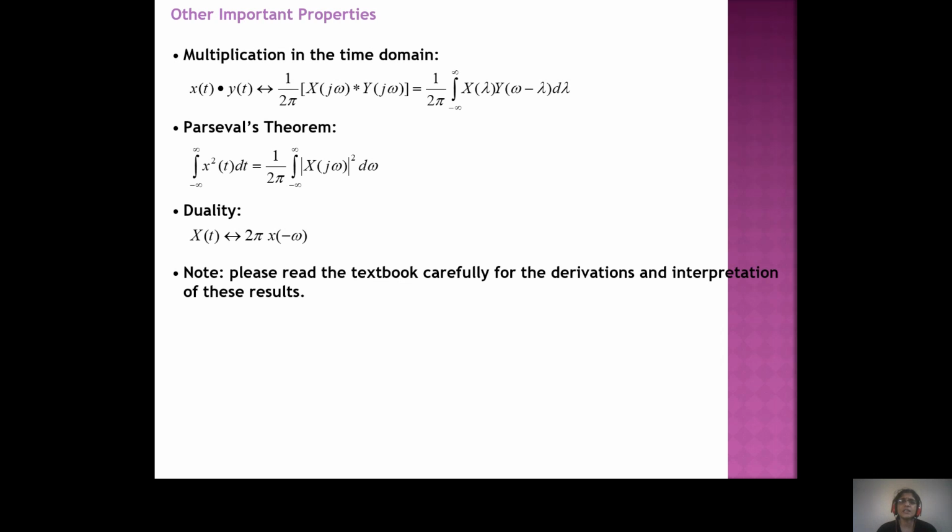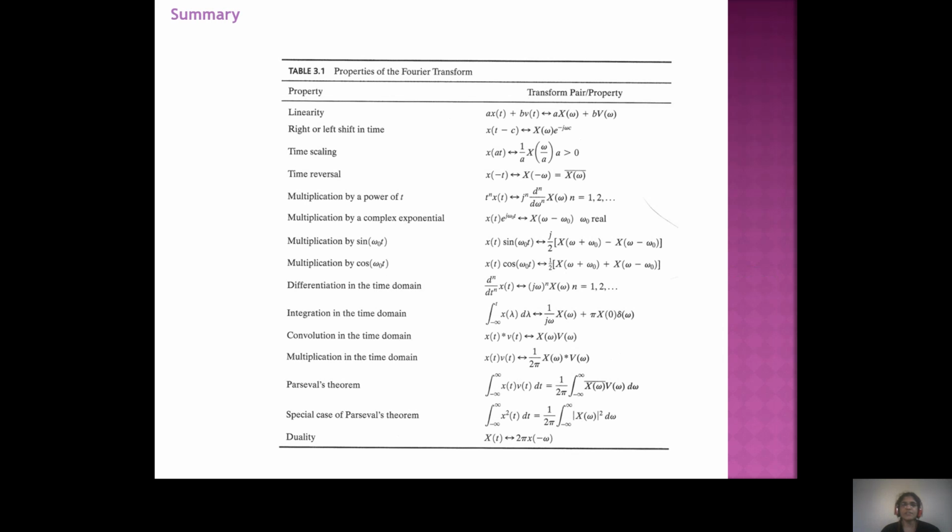The other important property is multiplication in the time domain: x of t into y of t is 1 by 2 pi x of j omega convolved with y of j omega, that is equal to 1 by 2 pi integral from minus infinity to infinity of x of lambda into y of omega minus lambda d lambda. Parseval's theorem is integral from minus infinity to infinity of x square of t dt is equal to 1 by 2 pi integral from minus infinity to infinity of x of j omega square d omega, and the duality is x of t gives 2 pi into x of minus omega.